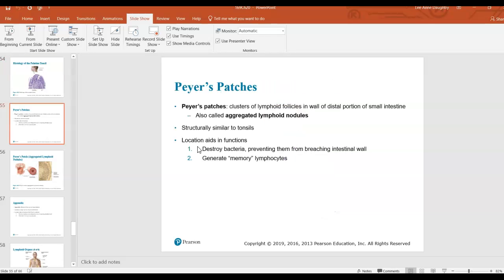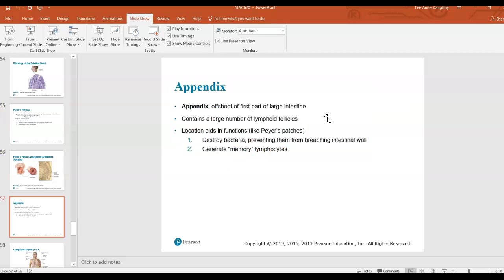And remember that the pharyngeal tonsils are the adenoids also. The Peyer's patches are clusters of lymphoid follicles in the small intestine. And then we have the appendix, which is an offshoot of the first part of the large intestine. It functions kind of like Peyer's patches.